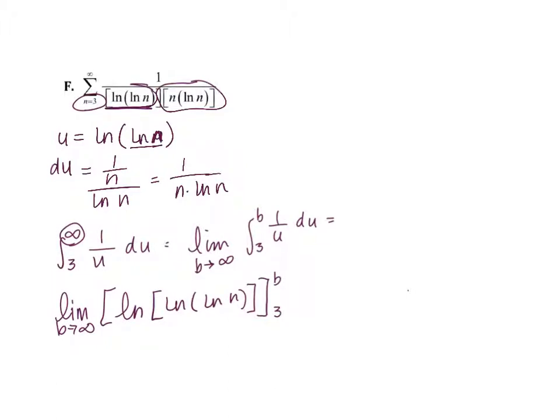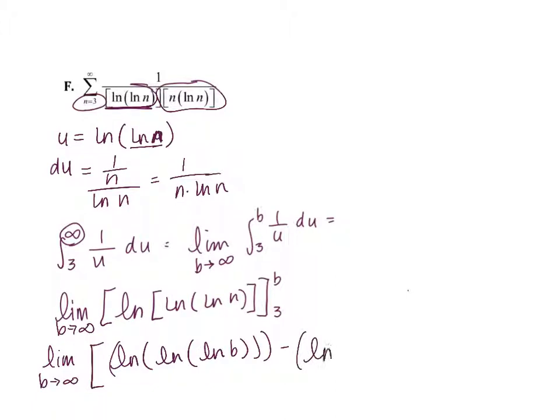So now we're ready to put in our endpoints. So we still have our limit as b approaches infinity of, and again, natural log crazy, we're going to have natural log of natural log of the natural log of b. So then I'm going to go back and close all these crazy parentheses here, minus the natural log of the natural log of the natural log of 3.